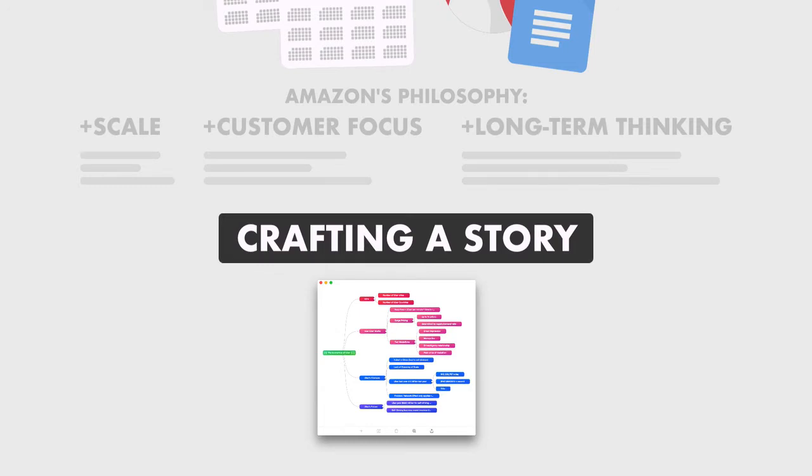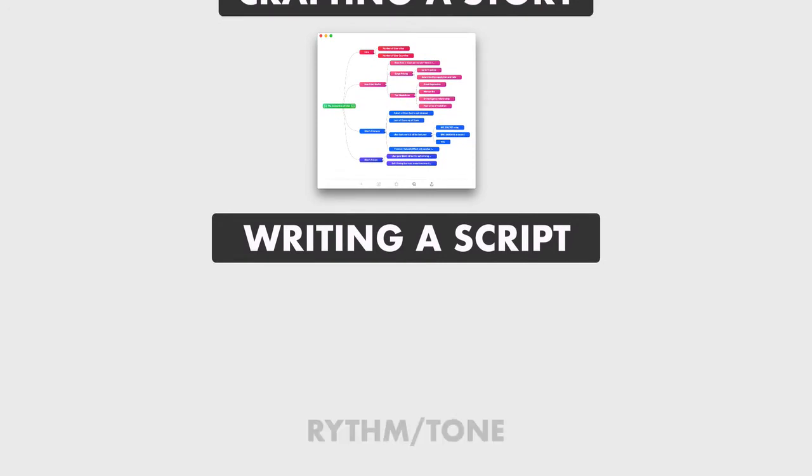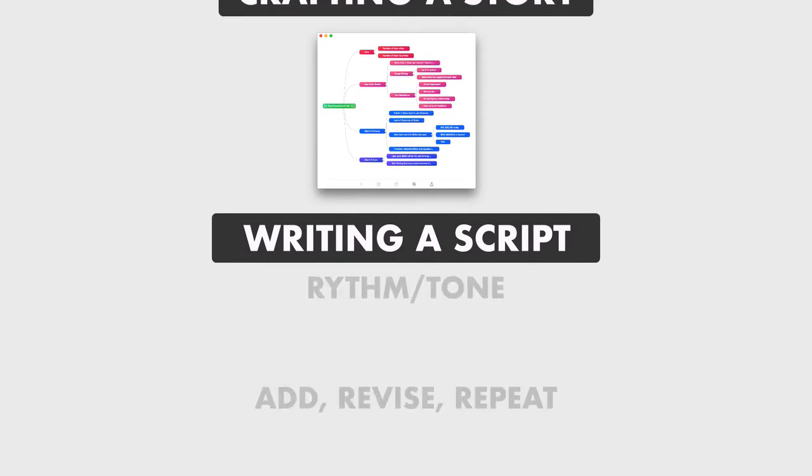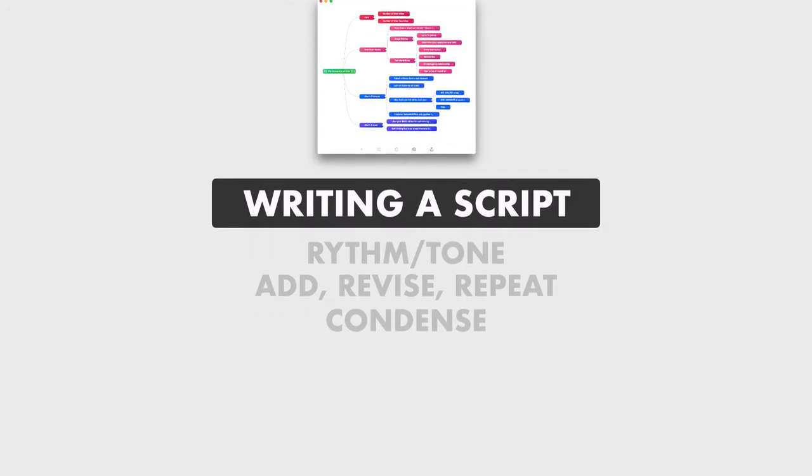We now just need to decide how we want to write what's already on our outline, considering things like rhythm and tone. With each draft, we'll add a bit more and revise what we already have until the script is complete. And especially towards the end, we want to be condensing our script to convey as much information in as few words as possible. After that, designing graphics.